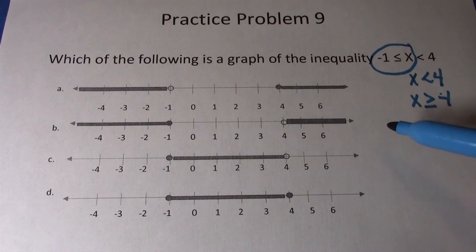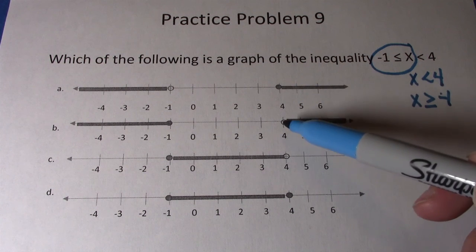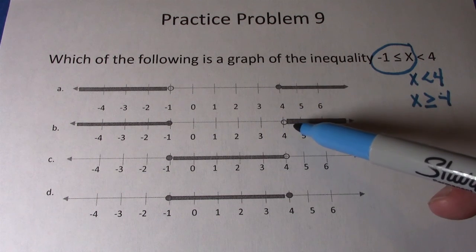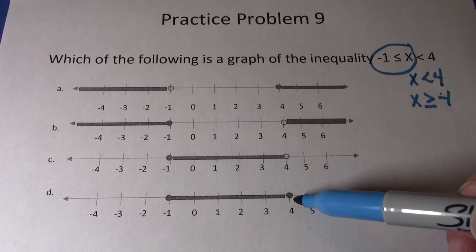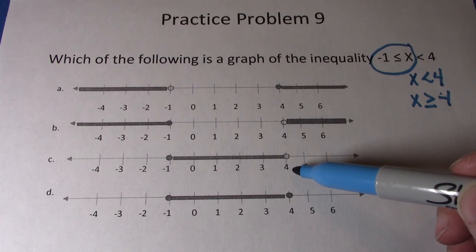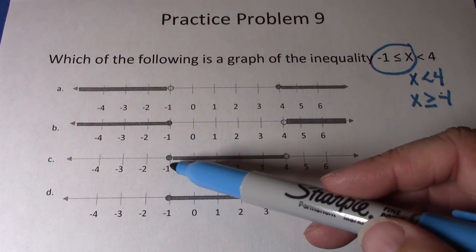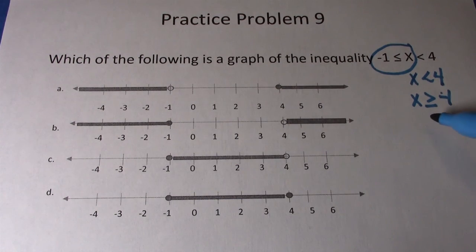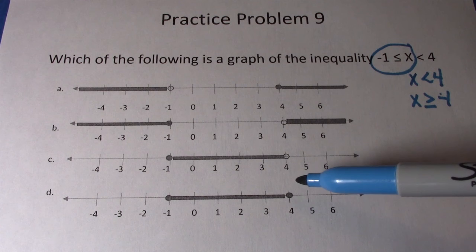And remember, this is an and, so they both have to be true. Well, these A and B really don't show that. They show x being greater than 4. This one has a solid end point, so that's probably not right. So already I kind of like answer C because it shows x less than 4 with an open end point. Let's check this too. x greater than or equal to negative 1. Well, on this, negative 1 is indeed filled in. That's the equal part of this, and it goes this way until it gets to 4. So C is the right answer.